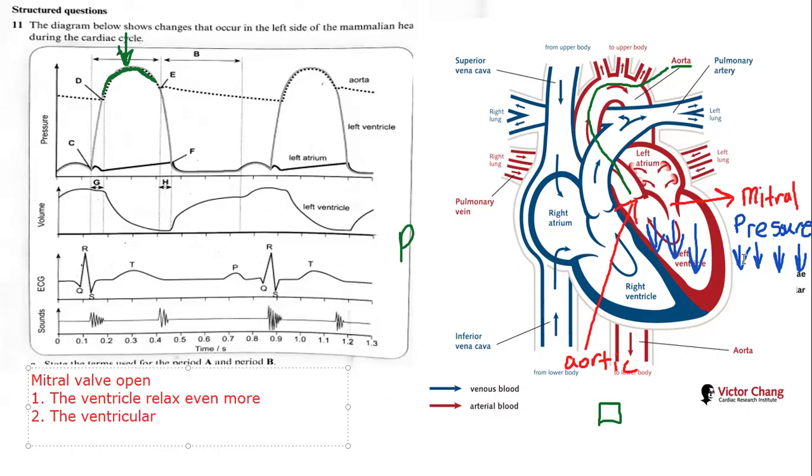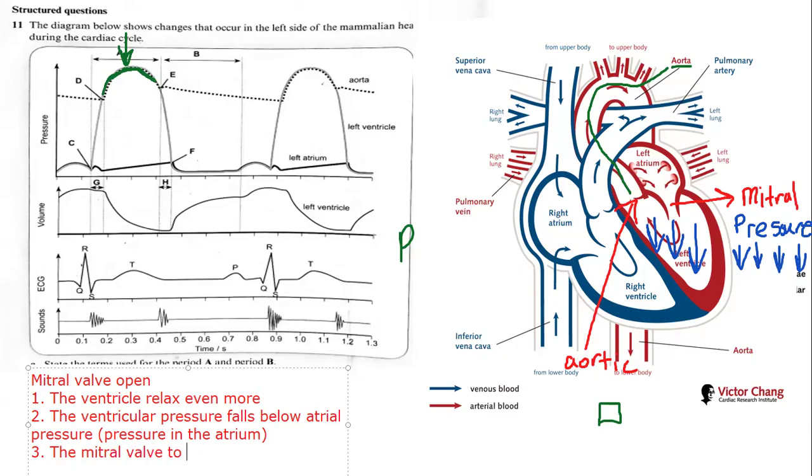So the pressure is getting even lower because again, it's in its relaxed state. So ventricular pressure falls below atrial pressure. When we say atrial pressure, what does atrial pressure mean? Pressure from the atrium. Very good. Pressure in the atrium. And then what does that cause? It causes the mitral valve to what? To open. Very good.